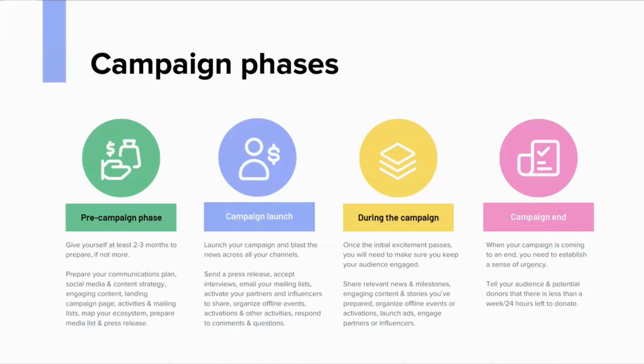The final phase is the end of the campaign. So when your campaign is coming to an end, you need to establish a sense of urgency. Tell your audience and potential donors that there is less than a week, 24 hours left to donate. Use various tactics to get people excited. If you've managed to secure additional partners or funding, announce match funding for every $1 donated. And remember to increase posting frequency during this last phase.